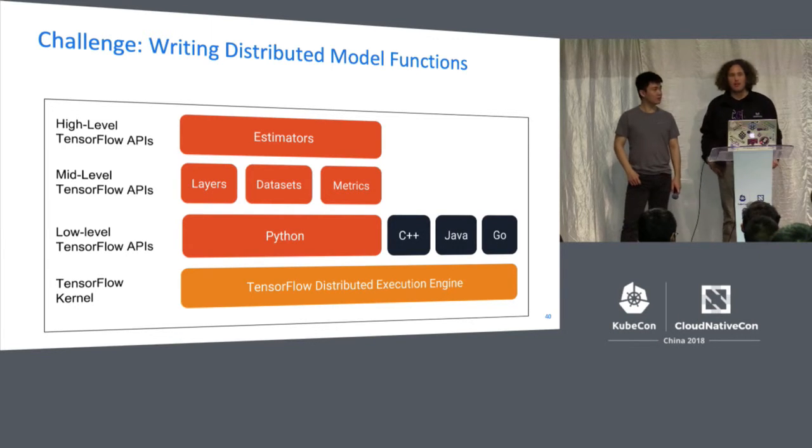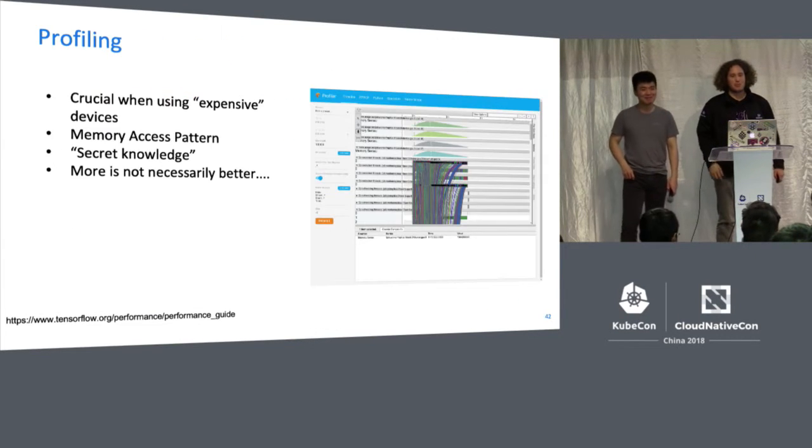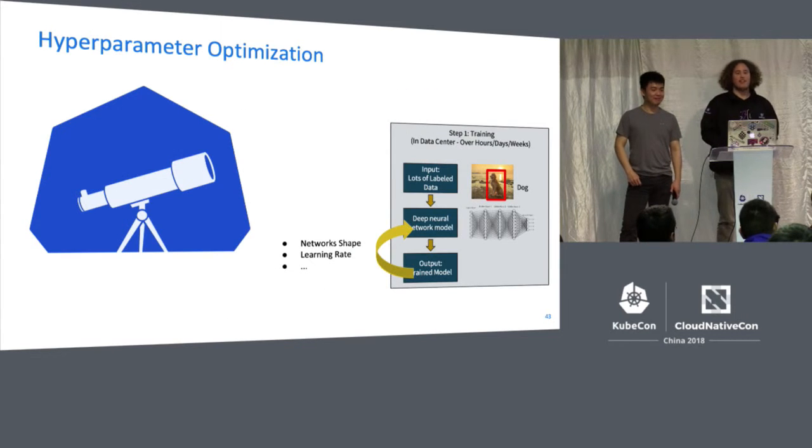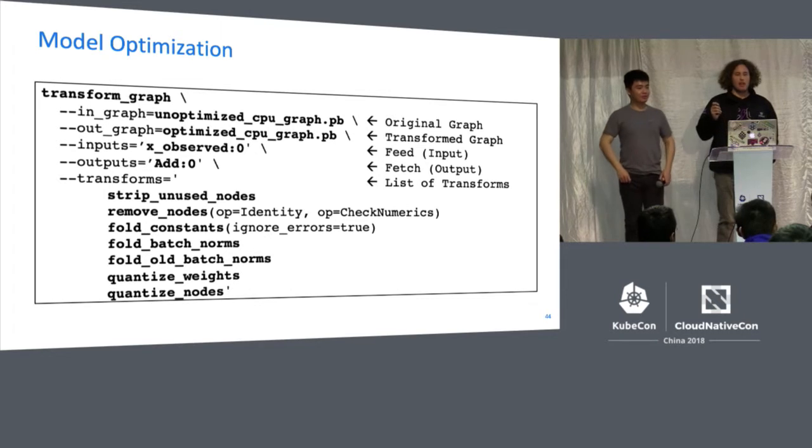I got one minute? All right, then let me jump through here. Hyperparameter optimization is also very important, but this is being covered, and all of the previous slides are covered in the Kubeflow talk itself.